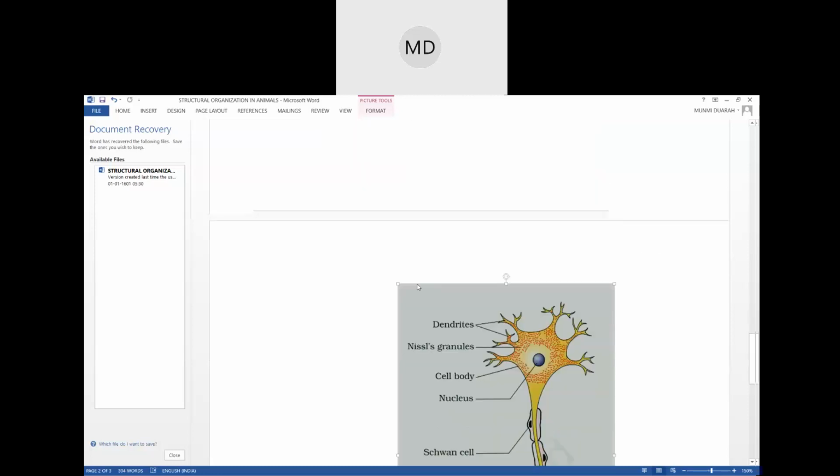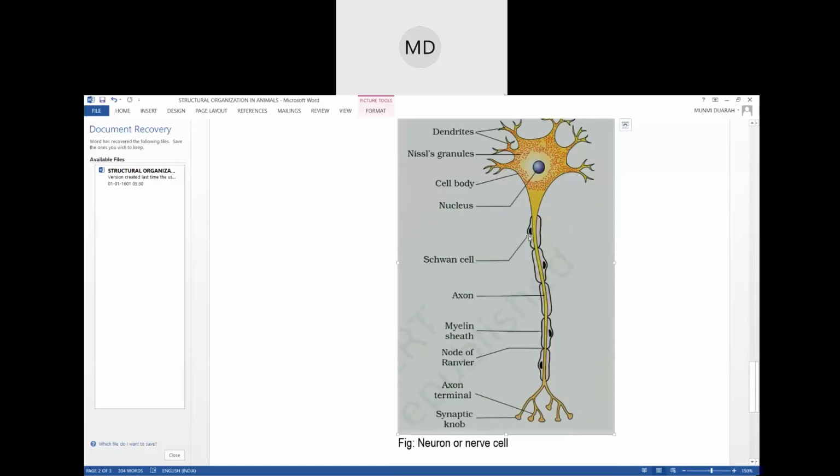Okay, so what is the function of this Schwann cell? The function of the Schwann cell is to develop this envelope, and this envelope is known as the myelin sheath. This envelope, this covering on top of the axon, is known as the myelin sheath, and the myelin sheath is formed by the Schwann cell.